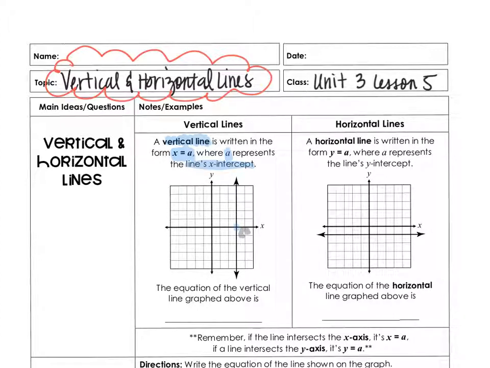Oh, let me get my pen. (3, 0). So the equation of that vertical line above is x equals 3. Now a horizontal line, and I don't know if you were able to see that line, but it's right here. A horizontal line is written in the form y equals a, where a represents that line's y-intercept.